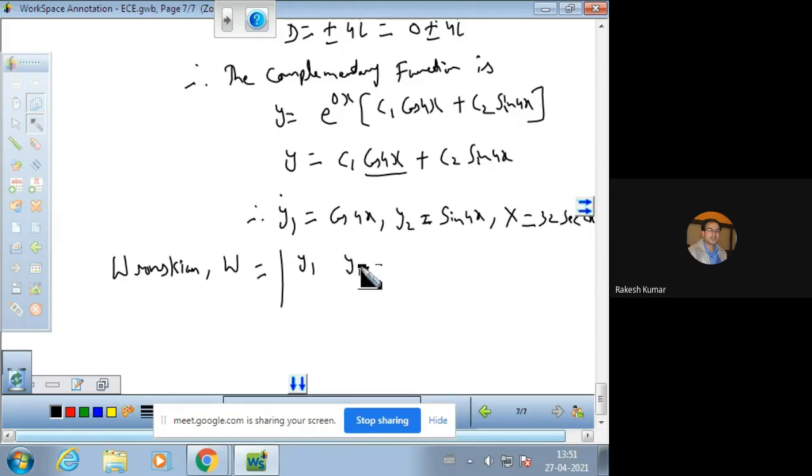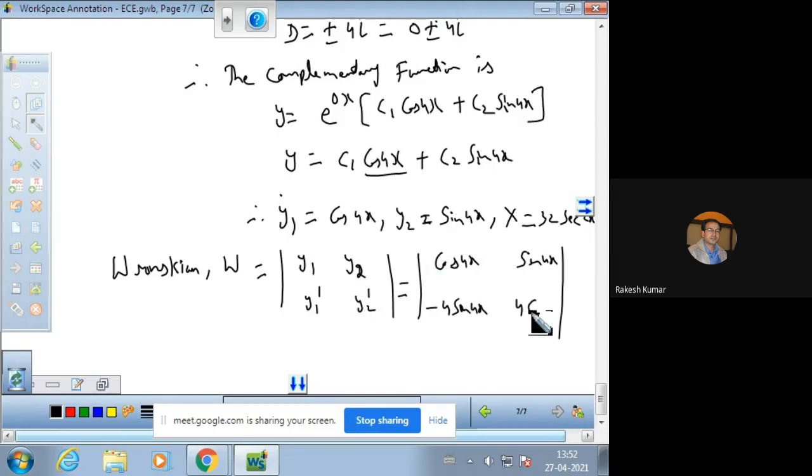y1, y2, and in the second row y1 dash, y2 dash will be there. So y1 is cos of 4x, y2 is sine of 4x. In the second row, y1 dash is the derivative of cos 4x, which is minus 4 sine 4x, and y2 dash is the derivative of sine 4x, so 4 cos 4x.